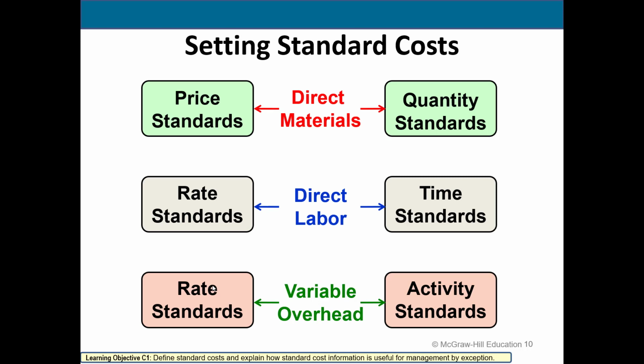The rate standard for variable overhead is the variable portion of the predetermined overhead rate. The activity standard is the number of units in the base used to apply the predetermined overhead. So examples would be direct labor hours or machine hours. The standard variable overhead cost for a unit is the standard variable overhead rate multiplied by the number of units of activity.